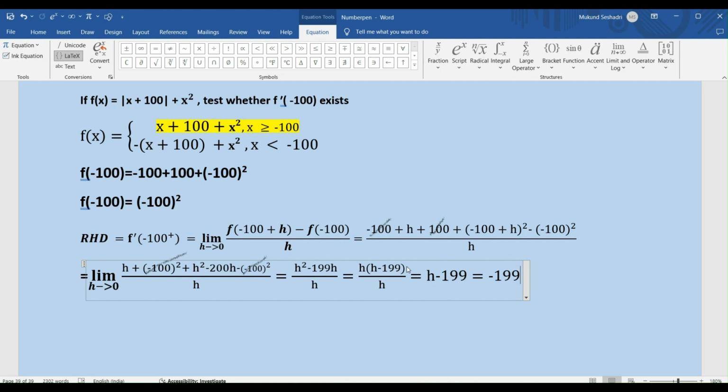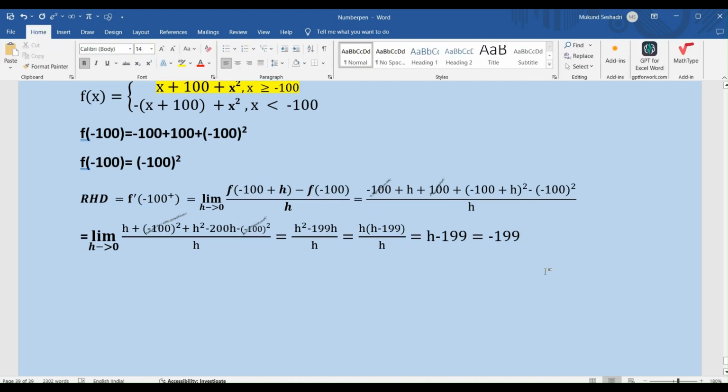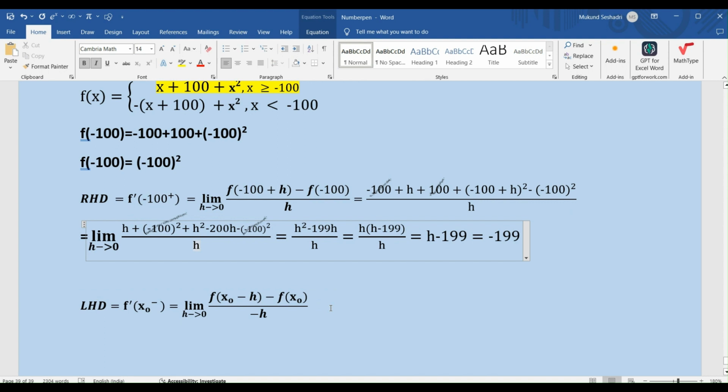Right. So now let's move to our LHD, which we will work out in a very similar fashion. So there I have my LHD written on screen. f dash of x naught is equal to limit h tending to 0, f of x naught minus h minus f of x naught divided by minus h, right? So what is my x naught? My x naught is minus 100. So let us substitute x naught with minus 100.